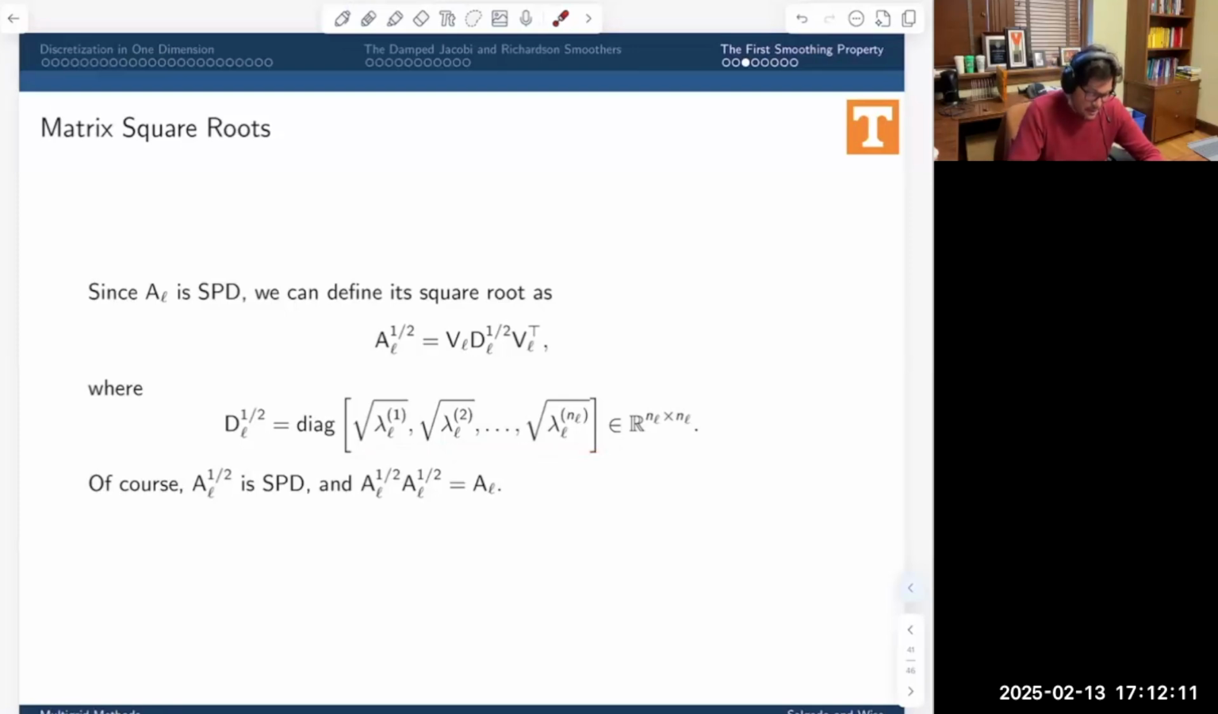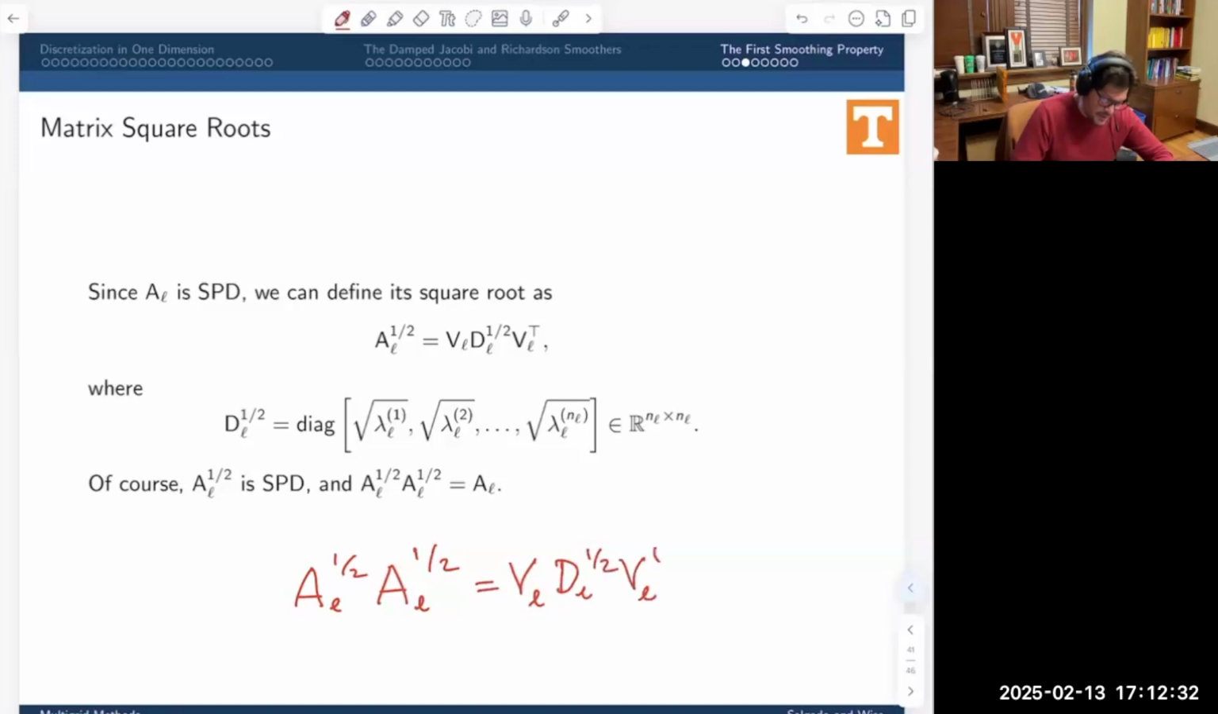And you can see right away that if I multiply this matrix times itself, keeping in mind that these V matrices are orthogonal, let's do it. AL to the 1/2 times AL to the 1/2 is just going to be VL DL 1/2 VL transpose VL DL 1/2 VL transpose. These two annihilate each other because they're orthogonal matrices, and orthogonal matrices have the property that VL transpose VL is the identity.